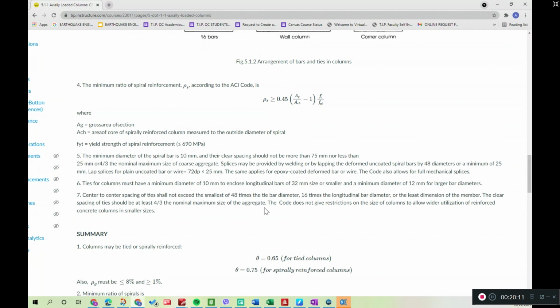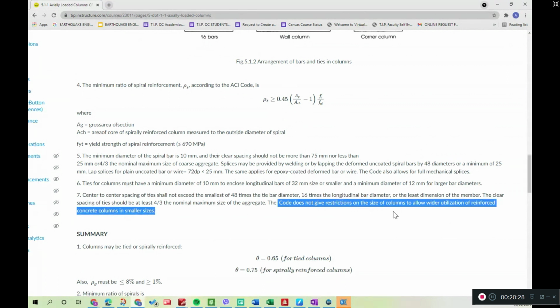Okay, that's the sand. The code does not give restrictions on the size of column to allow wider utilization. Of course, the code will not say you can only have at least 2 meters of column, 2 meter by 2 meter. The code does not say that one. Okay? So it's up to you in terms of economy, constructability, and others, sustainability.